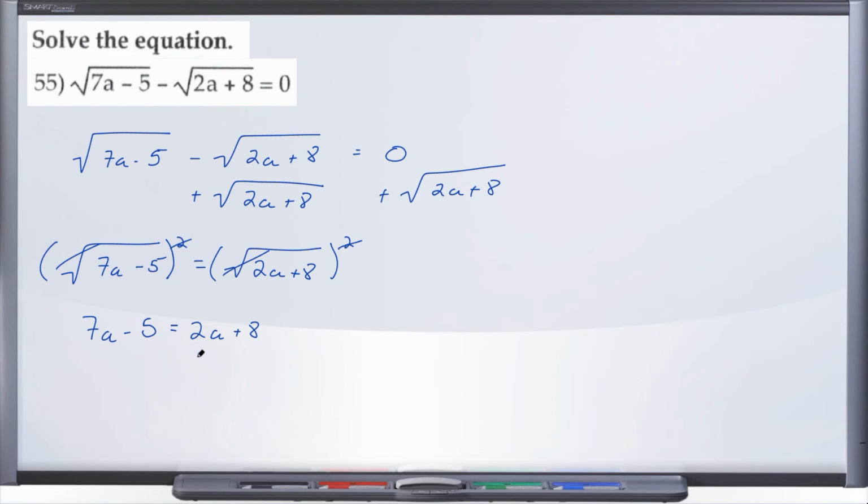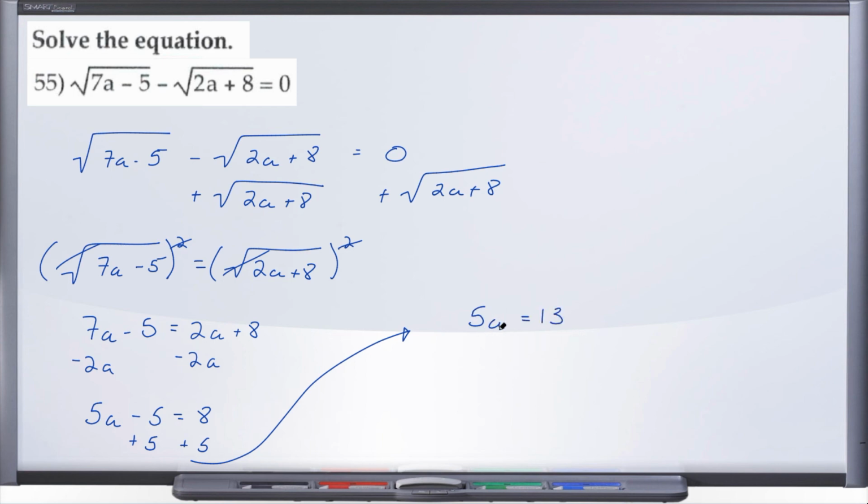Well, we want to solve for a, so let's get a on one side and everything else on the other. So we can go ahead and subtract 2a from both sides, and that'll give us 5a minus 5 equals 8. Let's go ahead and add 5 now to both sides. We'll bring it up over here. So we have 5a equals now 13.